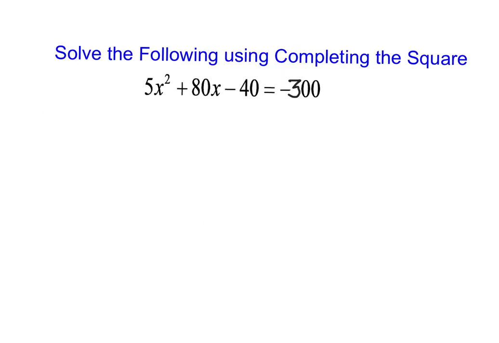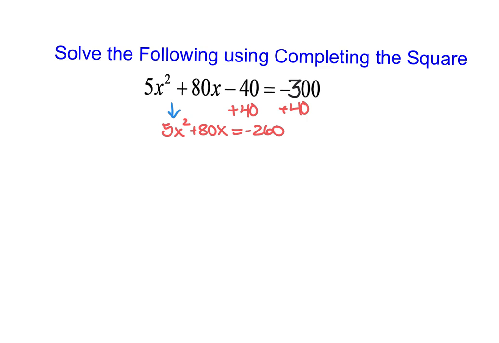So let's try one last example here. So again, to start, our goal is to get those x values or x squared values together on one side of the equation and all of the constants together on the other. So here, if we add that 40 over, we end up with 5x squared plus 80x is equal to a negative 260. So then from here, our goal is to make this coefficient of x squared just a 1.